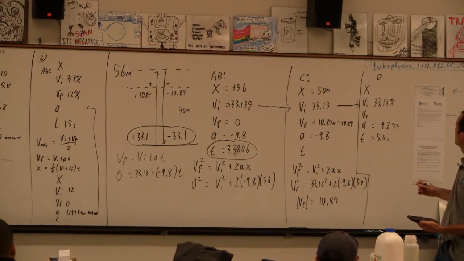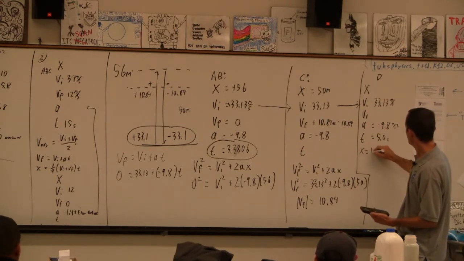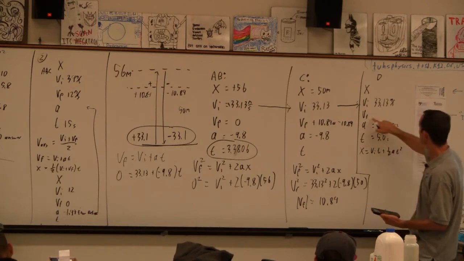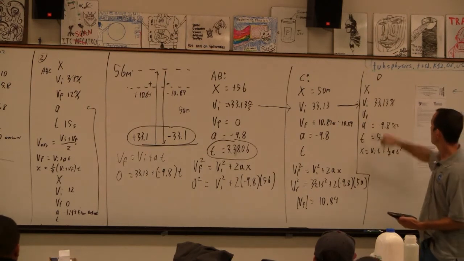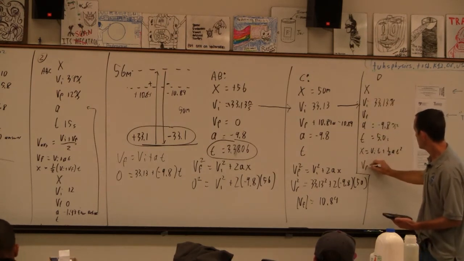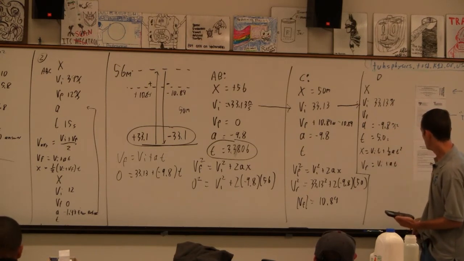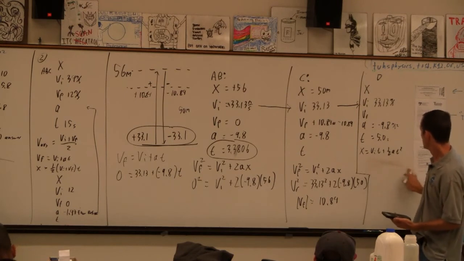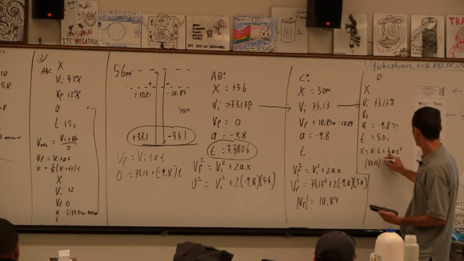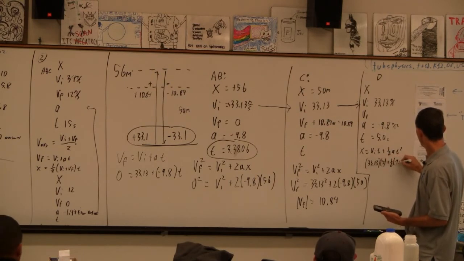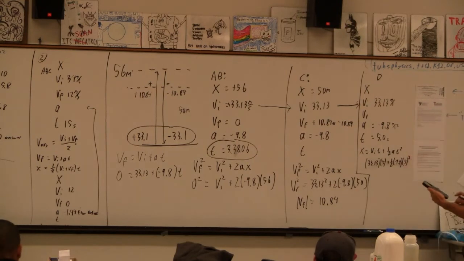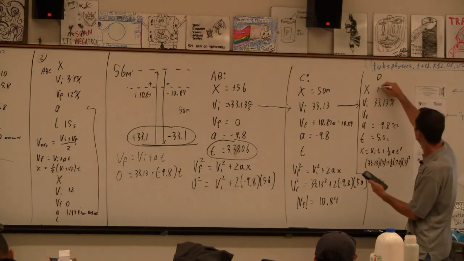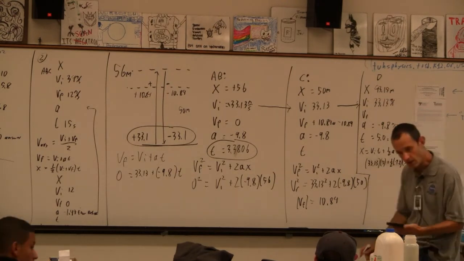To find the position, I would use x is VIT plus 1/2 AT squared. In other words, I'm going to use the one with no V final for that one. And then for V final, I'm going to use the one with no x, which is V final is VI plus AT. Let's do this one first. So 33.13 times 5 plus 1/2 times negative 9.8 times 5 squared. And don't forget to square the 5. We're getting 43.15 when I plug in those numbers.